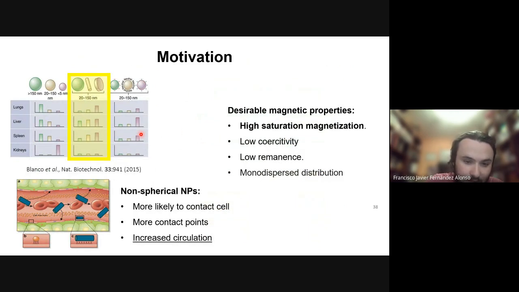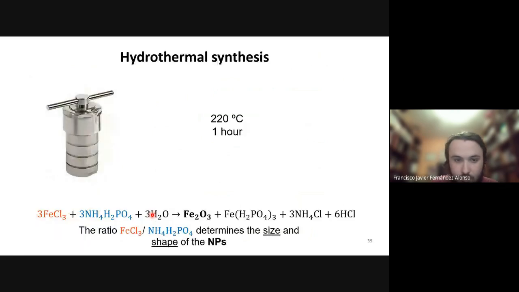For biomedical applications, it's desirable to have non-spherical nanoparticles, since these nanoparticles are more likely to contact cells, since they have more contact points, and also they are expected to have an increased circulation. And related to magnetic properties, it's desirable to have a high saturation magnetization, low coercivity, low remanence, and a monodisperse distribution.